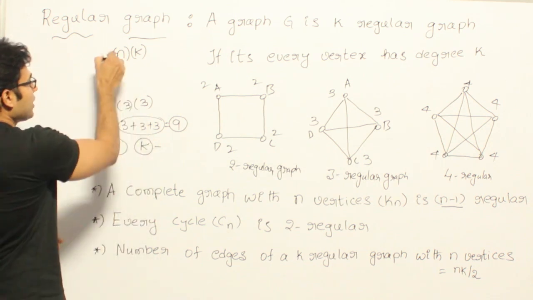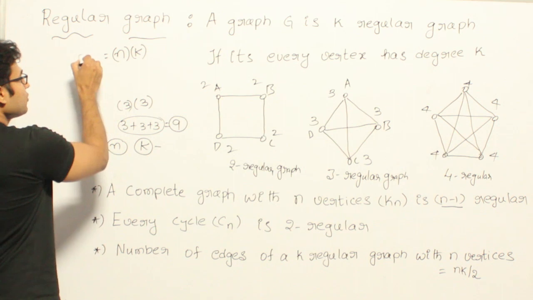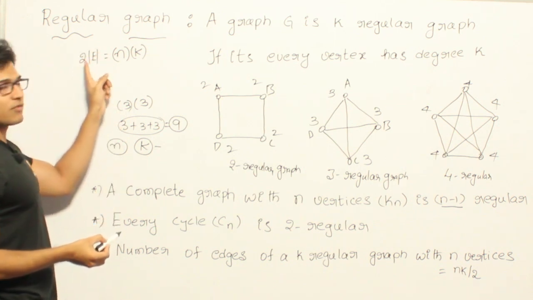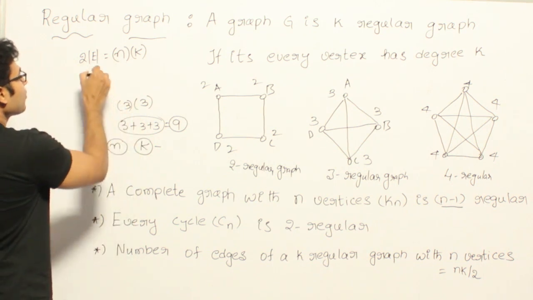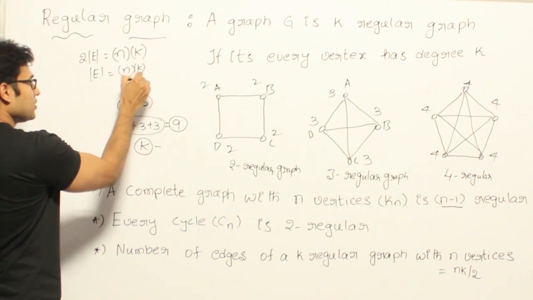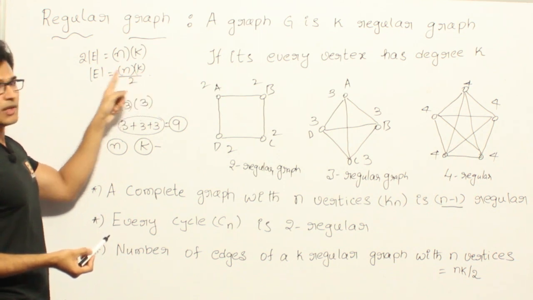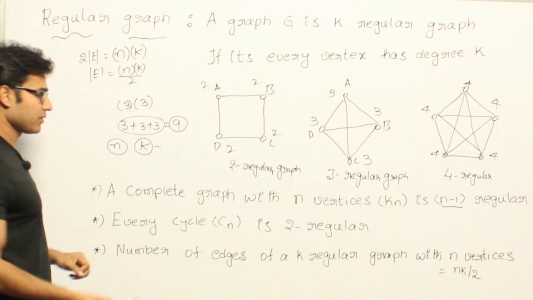Now according to the handshake lemma, we know that the sum of all degrees is equal to 2 into the number of edges. Why? Every edge contributes the value 2 to the sum of all degrees, right? Therefore, the number of edges will be n into k by 2. So if you have n vertices in a k regular graph, then the number of edges in that graph will be equal to n into k by 2.